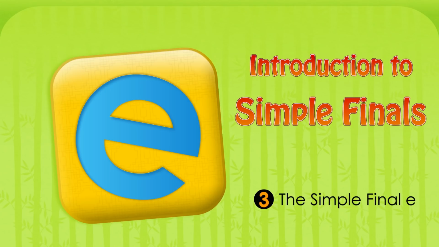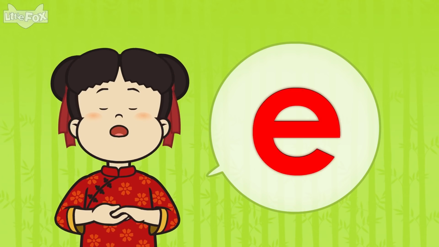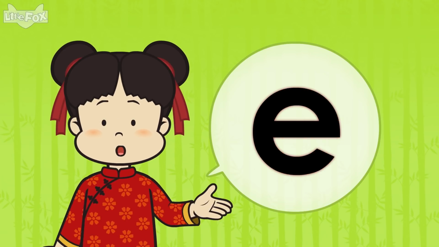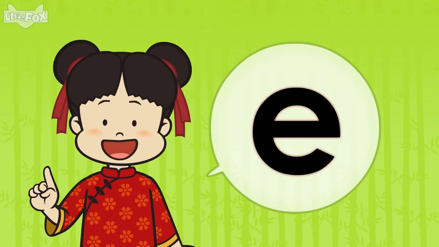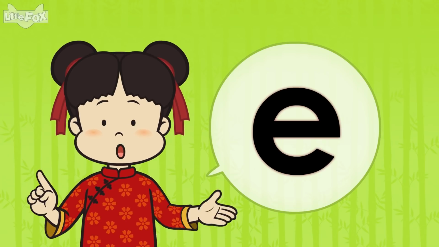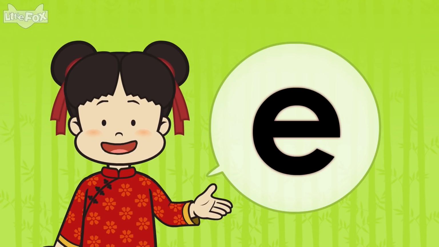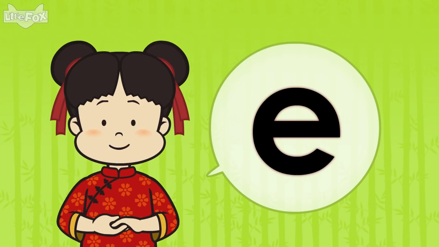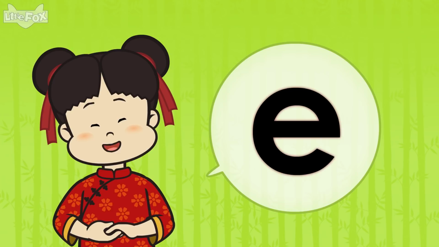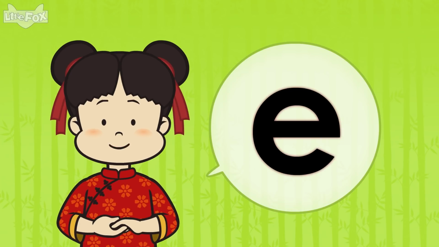Introduction to Simple Finals 3. The simple final. I will teach you how to say this sound. First, round your lips and say the o in more. And at the same time, spread your lips apart as if you're smiling. Let's try it again. Now, let's say it in the 4 tones. Listen and repeat.